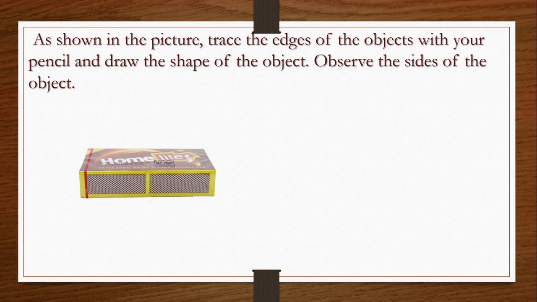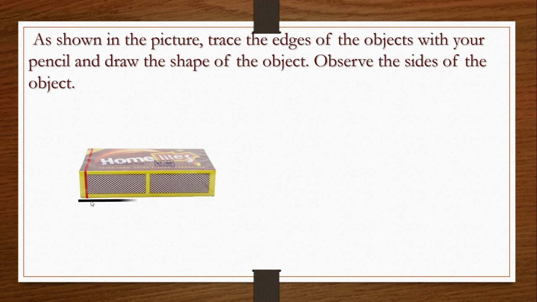Here, as shown in the picture, trace the edges of the objects with your pencil and draw the shape of the object. Observe the sides of the object. See, this is our object. What is this? This is a matchbox, right? What we have to do here? We have to trace the edges of the matchbox with our pencil, and we have to draw the shape of this object.